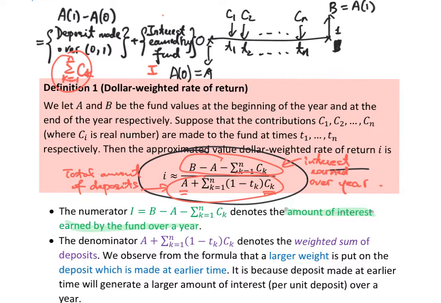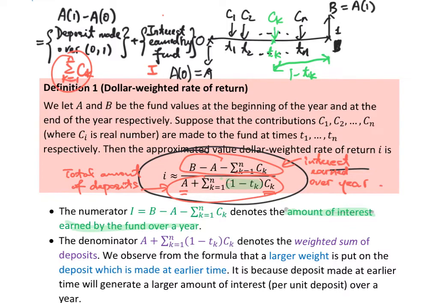Now if you look at this formula, it looks like the formula is not that simple, because for each of the CK, it involves this additional coefficient 1 minus TK. So remember, what is TK? TK is the time that you make the deposit CK, right? And then the 1 minus TK is just what? It's just the time that this deposit stays in this fund.